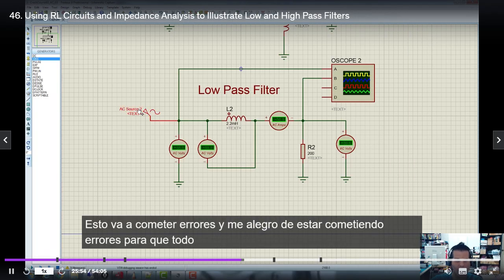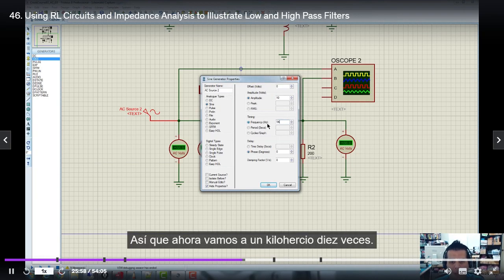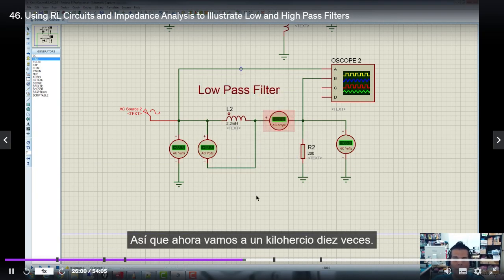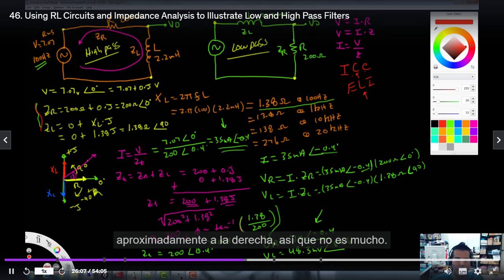And this is good. You've got to make mistakes, and I'm glad I'm making mistakes so that everything doesn't work out perfectly. So now let's go to 1 kilohertz, tenfold. But like we said, if we look at the math here, the reactance is only going to go up to roughly 13.8 ohms, right? So it's not a lot.